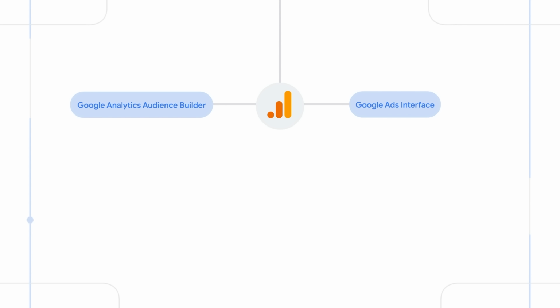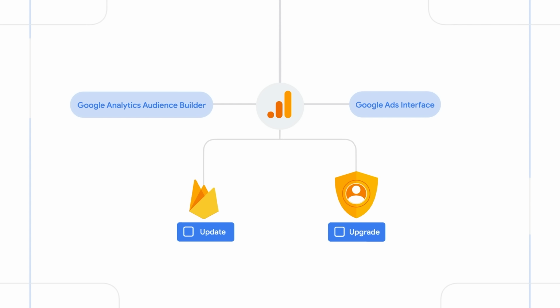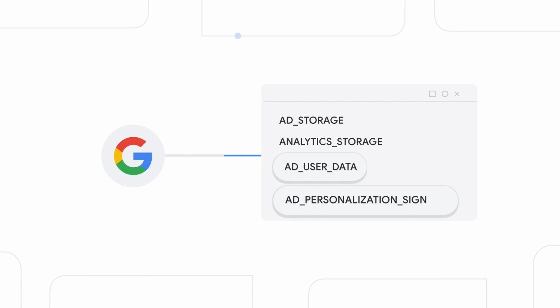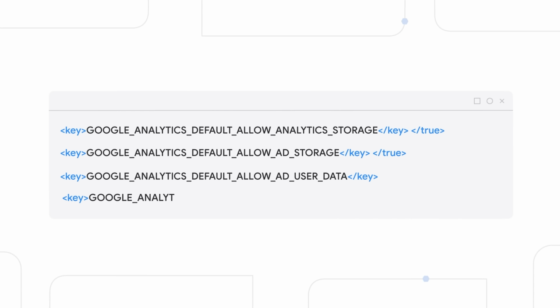When using Google Analytics for Audiences or Firebase Audiences, either through the Google Analytics Audience Builder or the Google Ads interface, you will need to update to the newest version of the Google Analytics for Firebase SDK and upgrade to Consent Mode version 2. Similar to web, you must pass back user consent in the form of two new parameters, add_user_data and add_personalization for audiences and conversions associated with your app campaigns running in the European Economic Area.